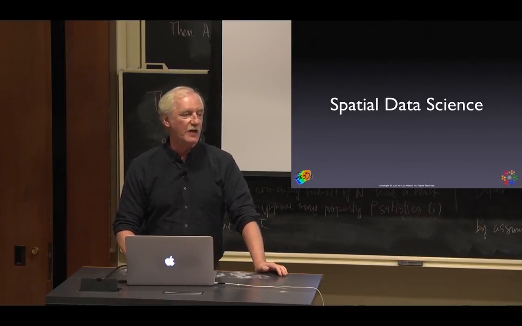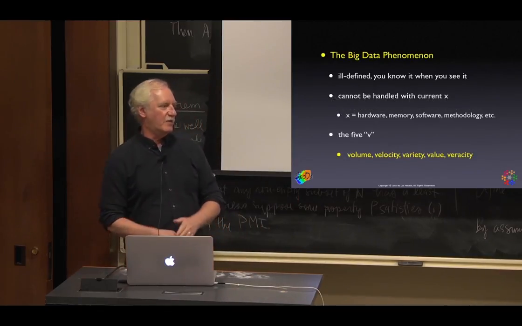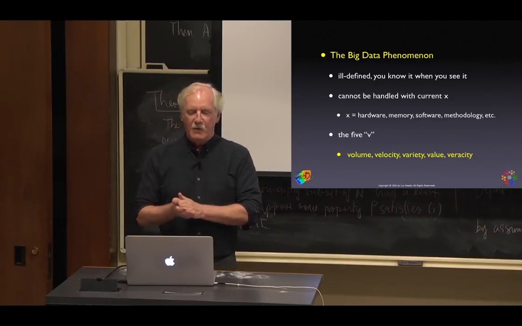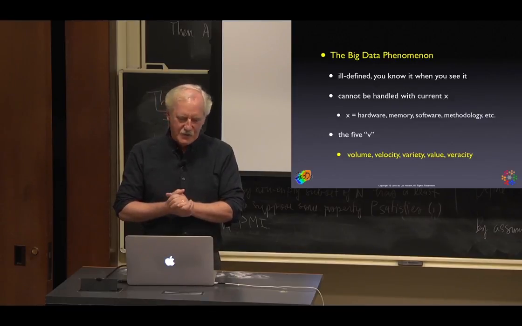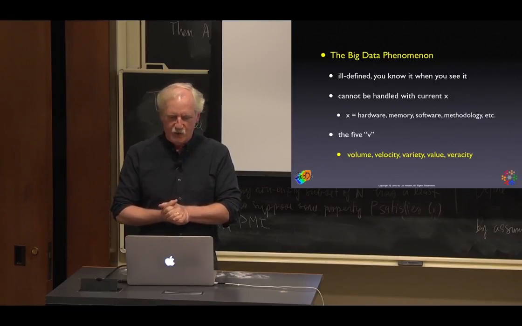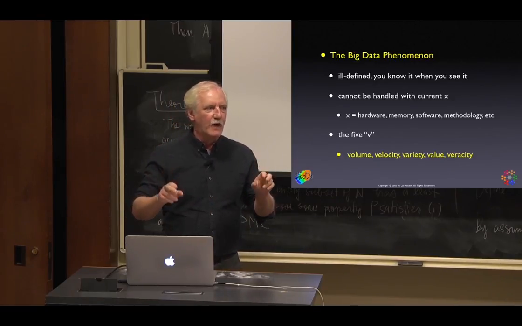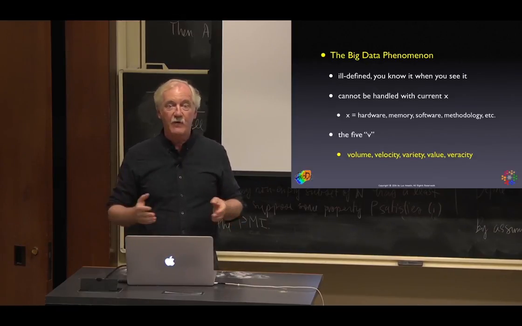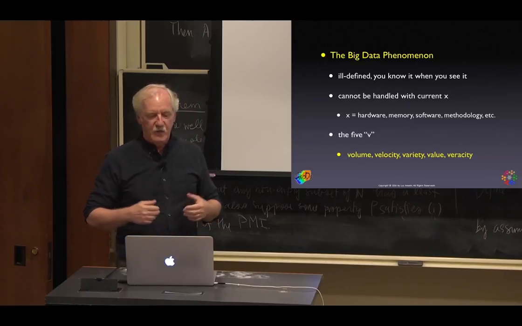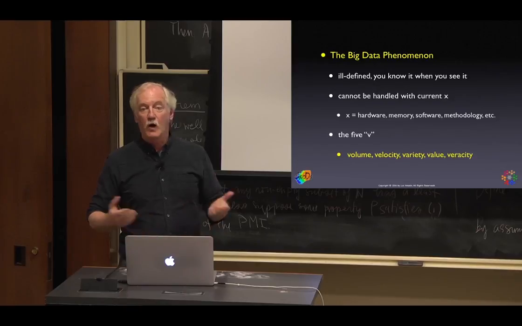Now what is spatial data science, right? It's a buzzword. Nobody knows what it is. It comes out of this whole big data phenomenon, right? And my definition of big data is you know it when you see it, right? This is a very practical definition because typically data is big when you cannot handle it with what you have. And what you have varies, right? You cannot handle it with the current X. And what is X? Your hardware.